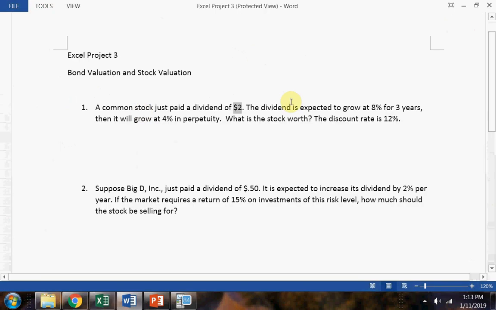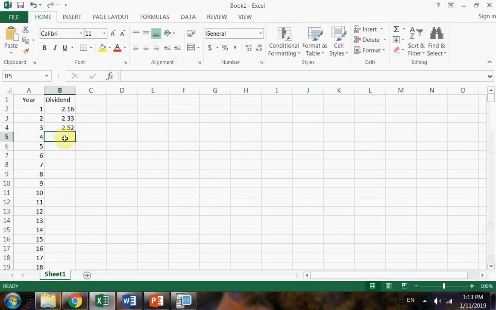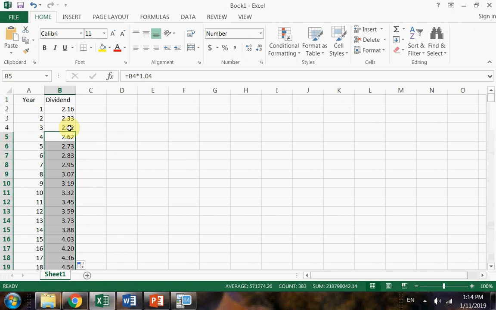And then your dividend will grow at 4% in perpetuity. So starting in year 4, it will grow at 4%. So I'm going to use 1.04 to stand for 1 plus 4%. And then I don't need to calculate all of the next years, so I simply double click the bottom corner, or you can simply drag it all the way down. It's really up to you.